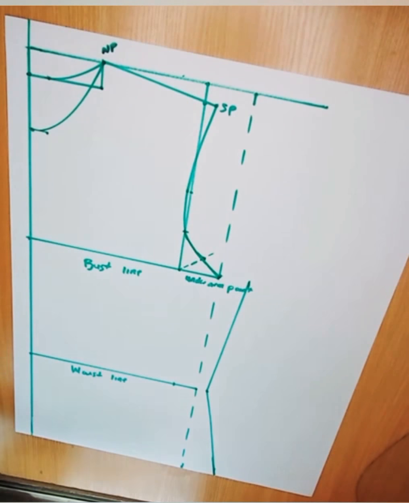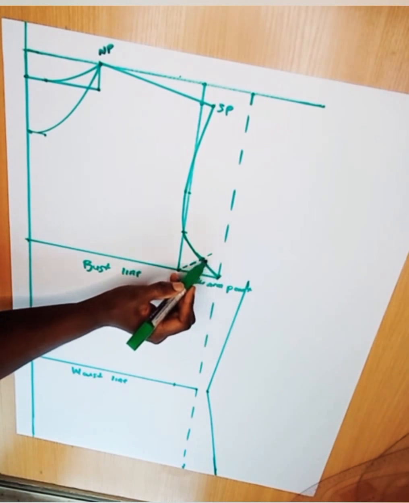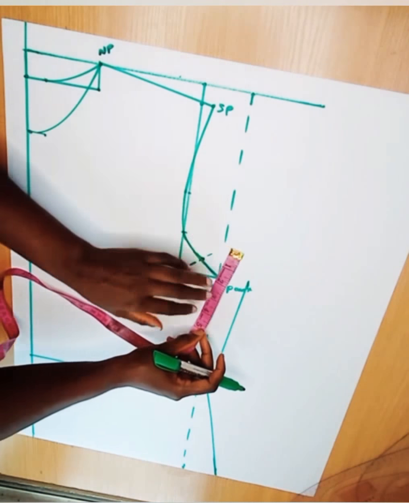Now we are going to add 1/2 inch sewing allowance to the armhole, the shoulder, and the neckline.